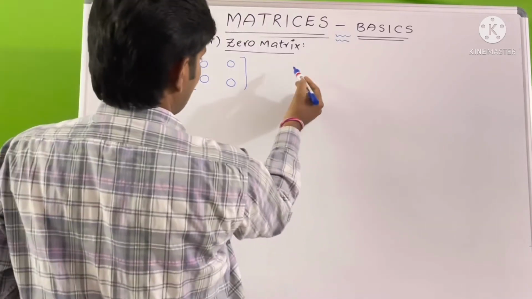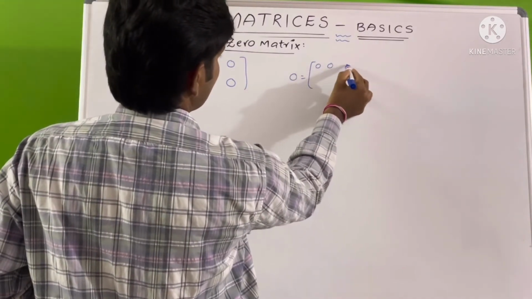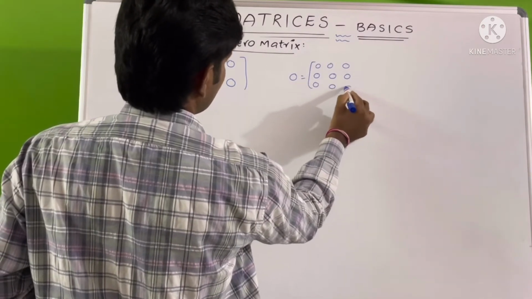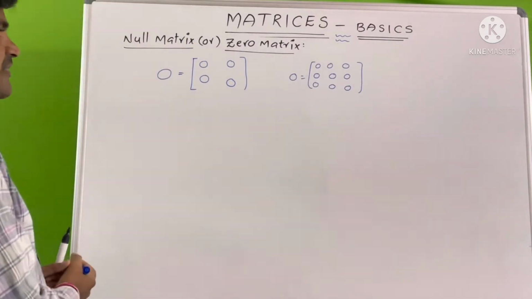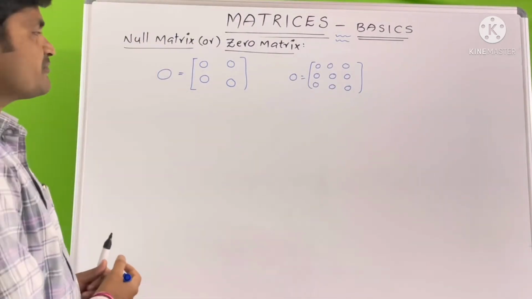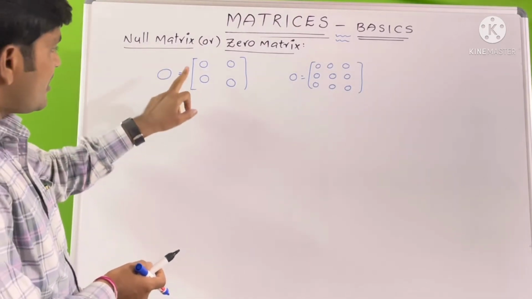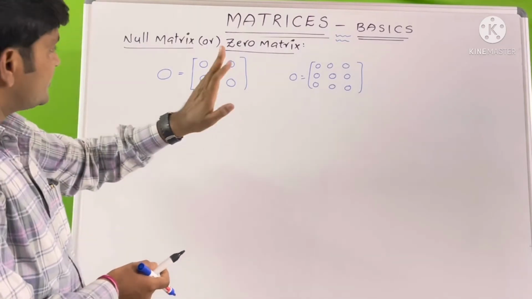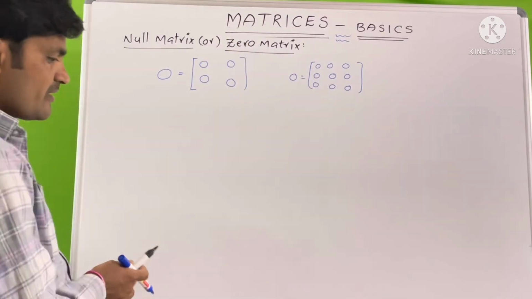One more example, O equal to 0 0 0 0 0 0 0 0 0. So this is also one of the examples of a null matrix or zero matrix. Simply, if all elements in a matrix are 0, then that matrix is called a null matrix or zero matrix.